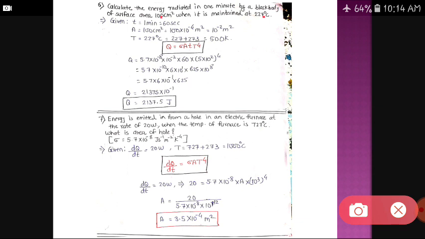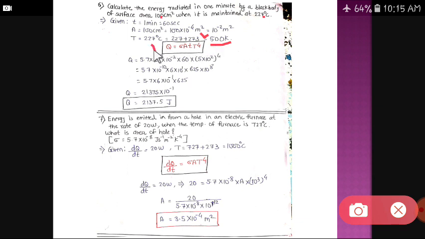Alright, so firstly we are going to write down the given things and convert all of them into a single system of units. Time is given as 1 minute, so it converts into 60 seconds. Area is 100 centimeter square, so let us convert it into meter square, which is 10 raised to minus 2 meter square. Temperature is given as 227 degrees Celsius, so it will be 500 Kelvin, as we add 273 Kelvin to the given temperature.